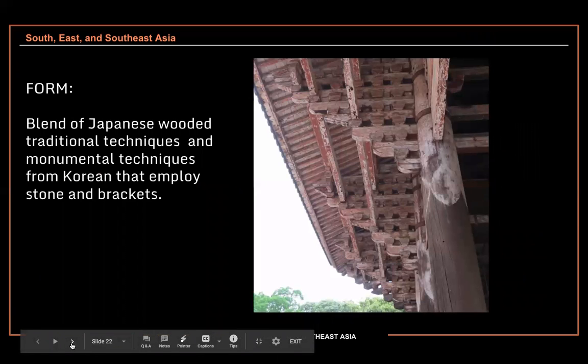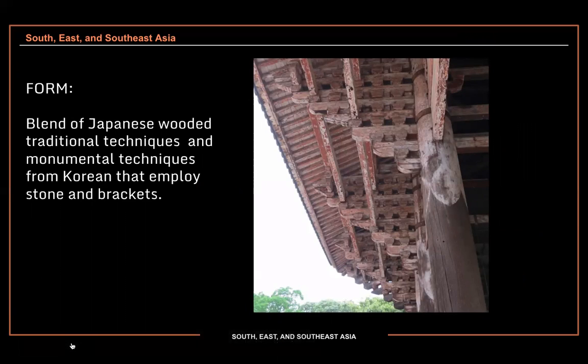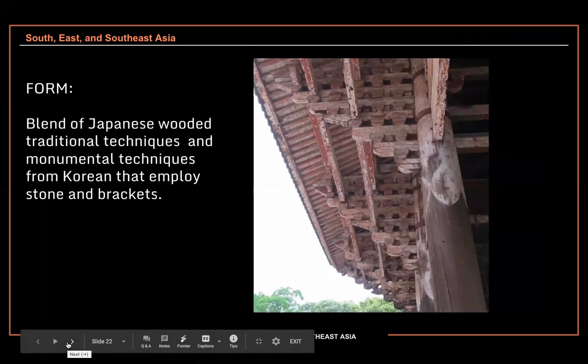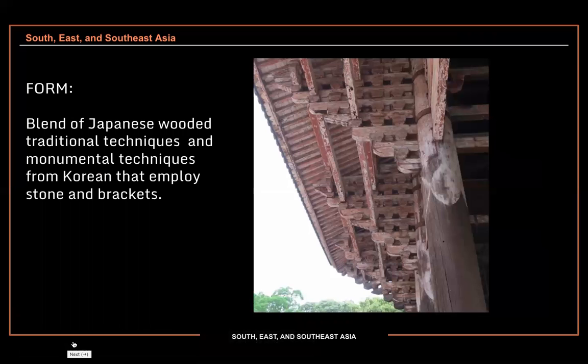It has a blending of Japanese wooden traditional techniques, as well as the Koreans' use of stone and brackets. So we can see that style moves from India to China to Korea and then eventually to Japan. And we can really see a blending of some of these stylistic characteristics and techniques.